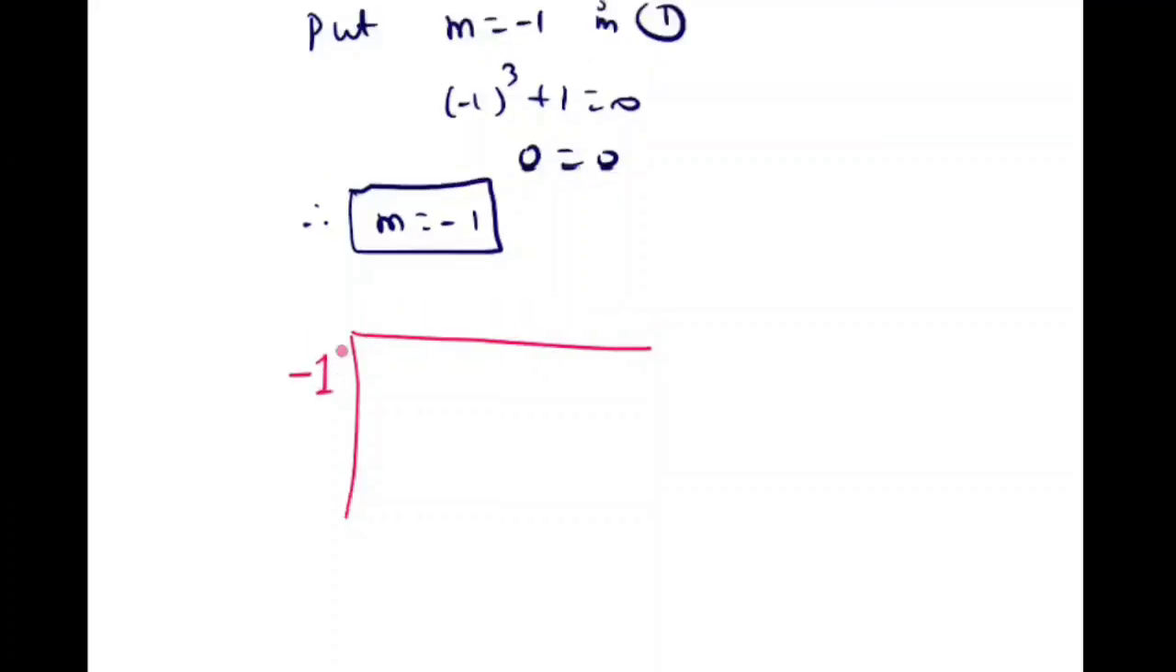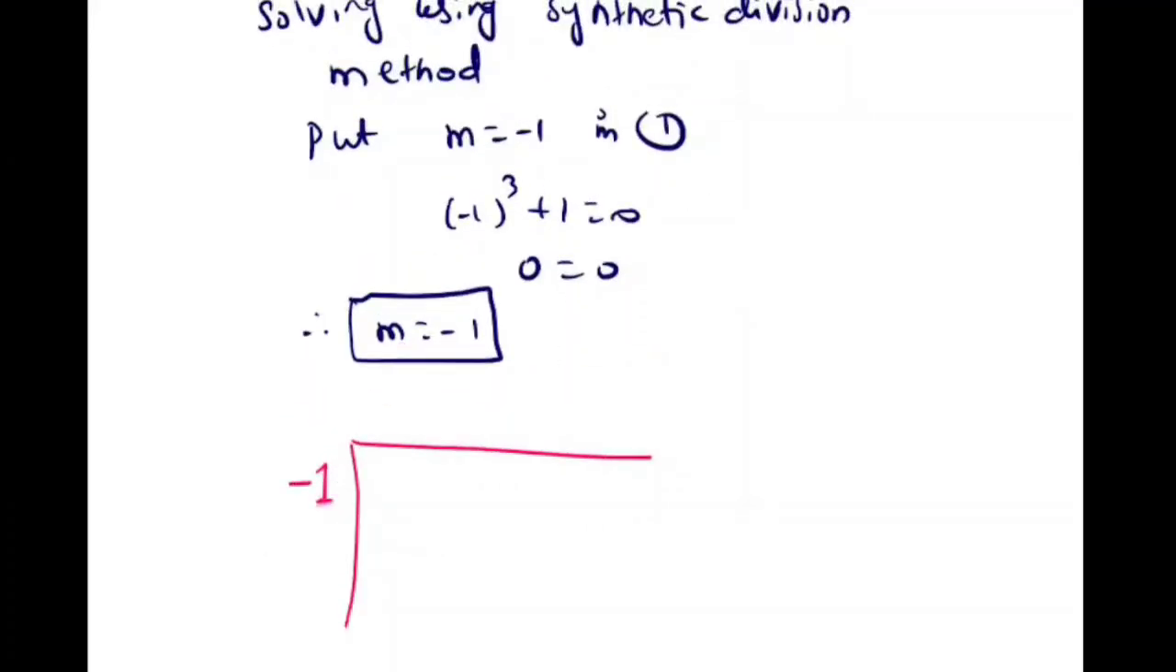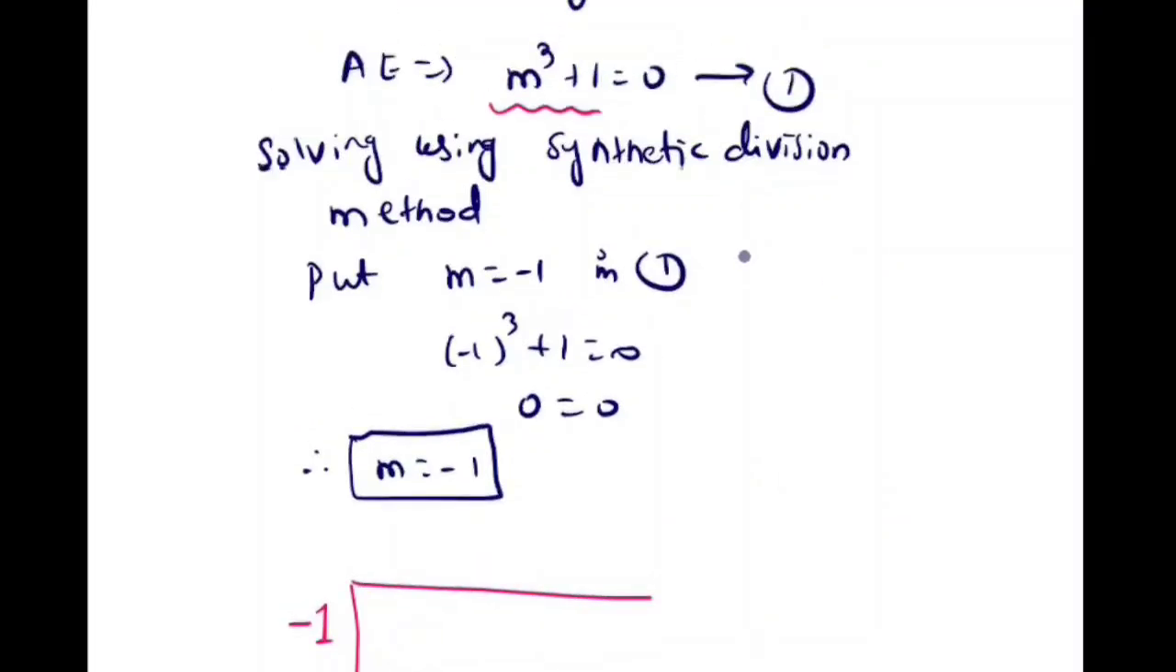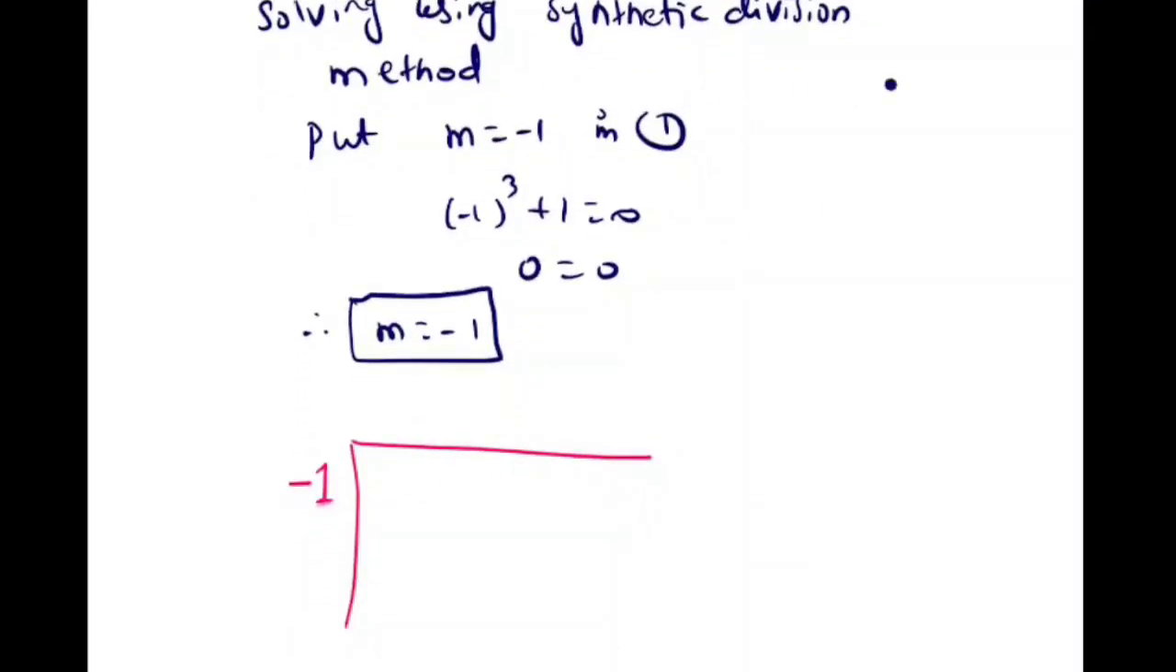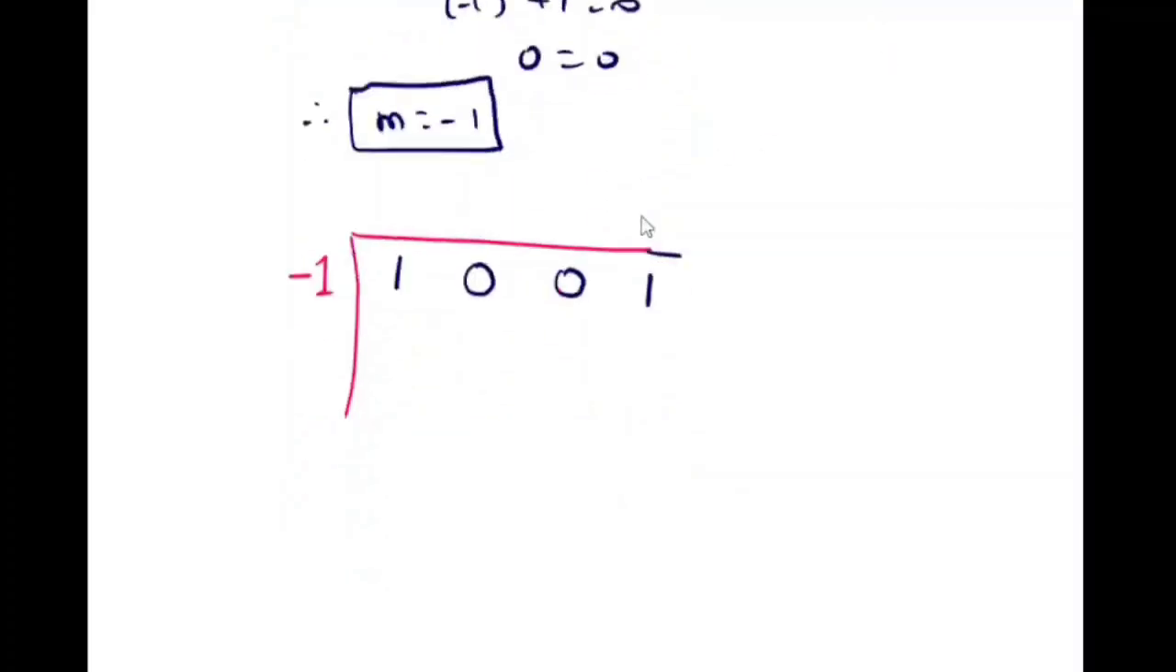Now what we take here is equation number 1. As I said, without missing any term, we need to take the coefficients. The m cube coefficient is 1, so I'll take it as 1. Again, m square is missing, so don't skip it. Take its position value as 0. m is also missing, so take its position value as 0. And the constant value is 1. If values are missing, you take them as 0.